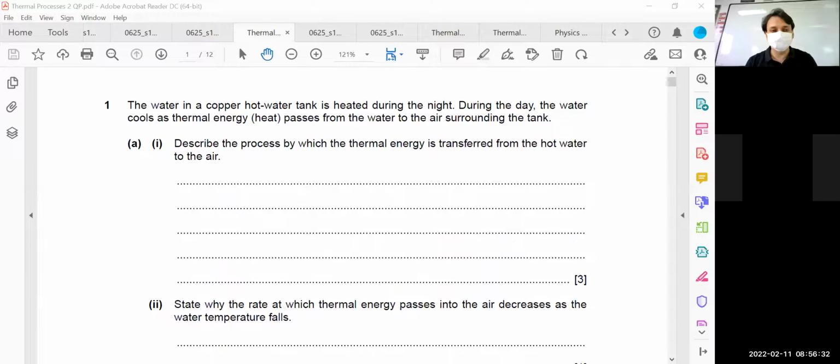Starting from question number one, children. Question number one from the specific heat chapter, chapter number 5 of grade 9, IGCSE.